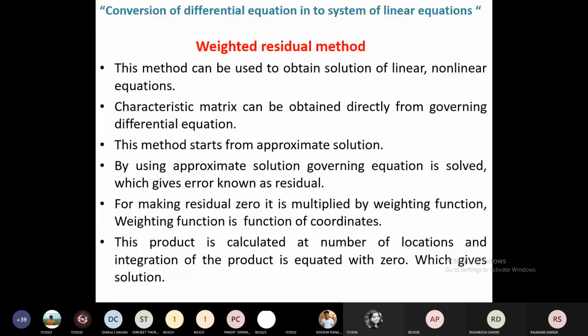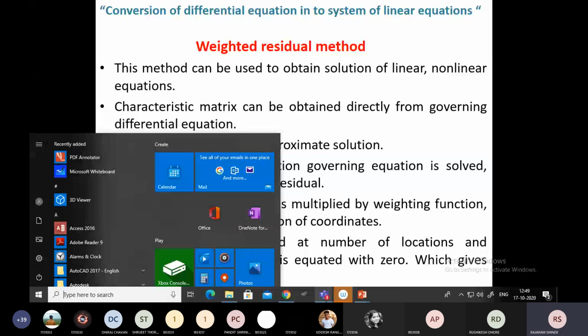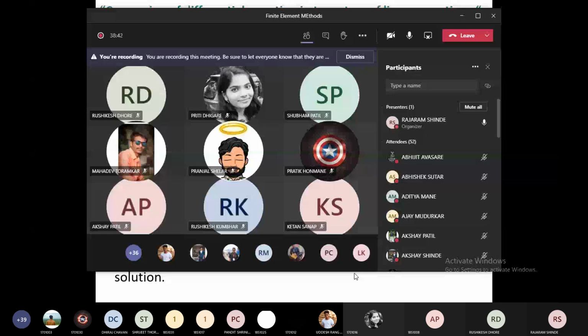Over. Rishikesh Kumbar, is it over? Yes, sir. Preeti Digare, is it over? Yes, sir. Okay. Have you noted down these tips?